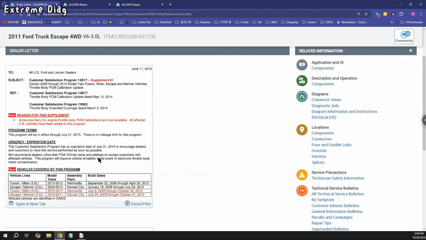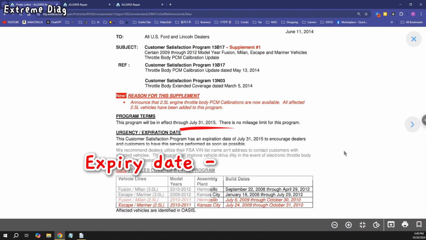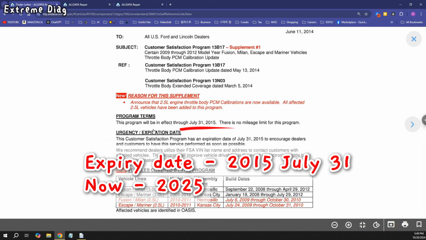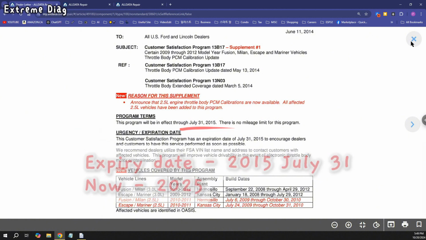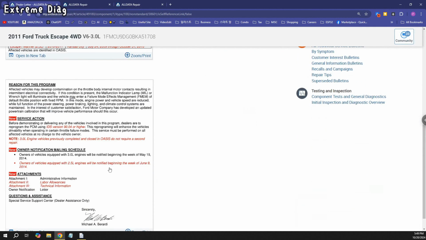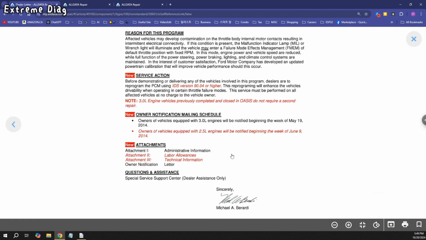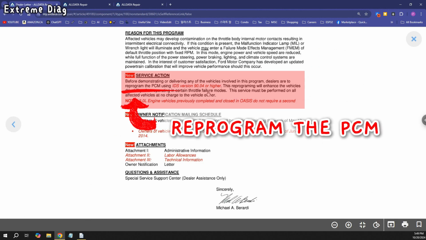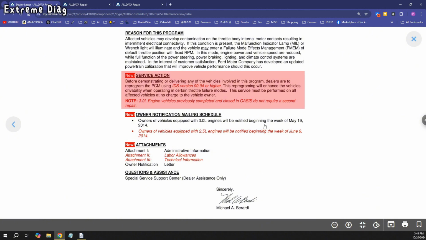Since it's an older car, I'll check the validity period first. The validity period has long expired. The service action here says to reprogram the PCM. To do this, you need a dealer-exclusive scan tool connected to Ford's server, which we don't have in our shop.